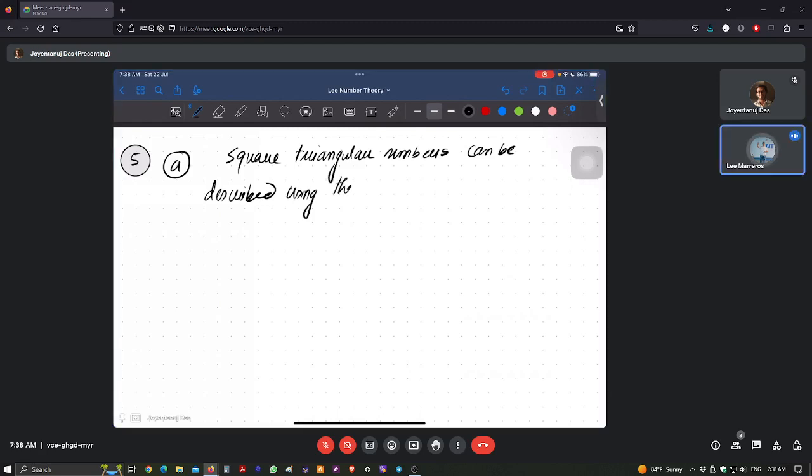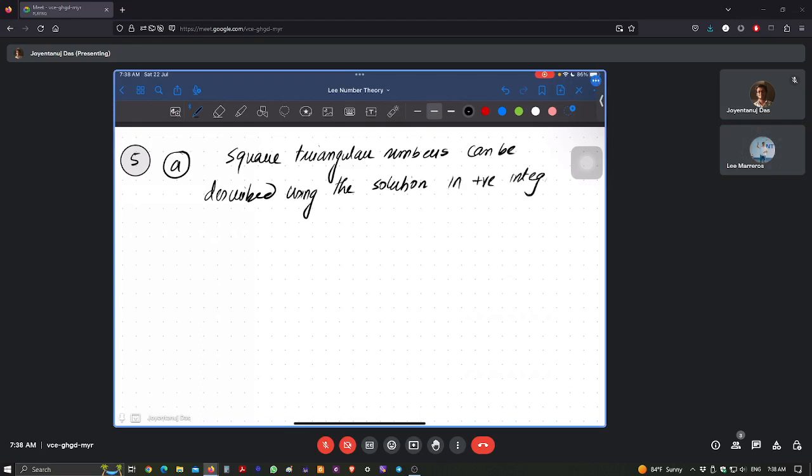So using the solution in positive integers to the equation x square minus 2y square equals 1. So that you have to show.